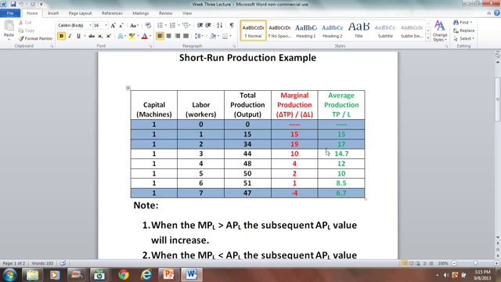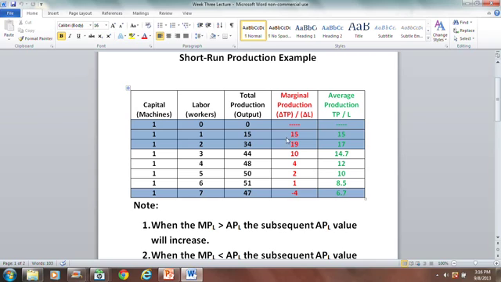And so each subsequent average value is calculated that way, where the average product tends to decrease as the congestion problem tends to become more severe in the production process.